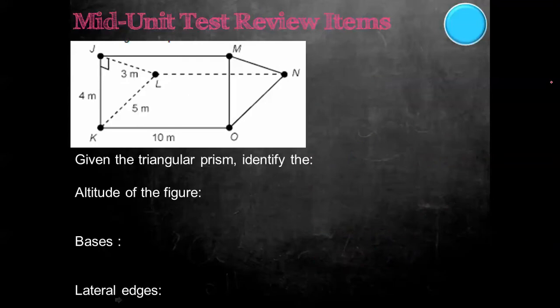Okay, now we're going to review for the mid-unit test. Given this triangular prism, we want to identify the altitude of the figure. The altitude is the height, the line that connects the two bases. So let's go down here real quick and identify our bases. Remember, bases are the shapes that are parallel to each other. So if this is a triangular prism, then our bases are these two triangles right here. So our bases would be triangle JKL and triangle MNO.